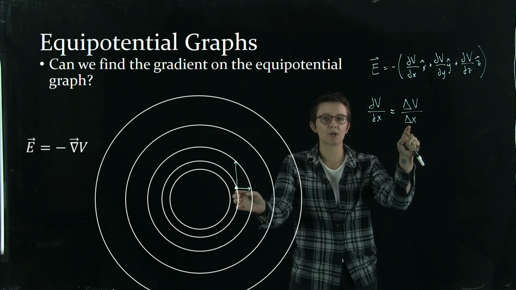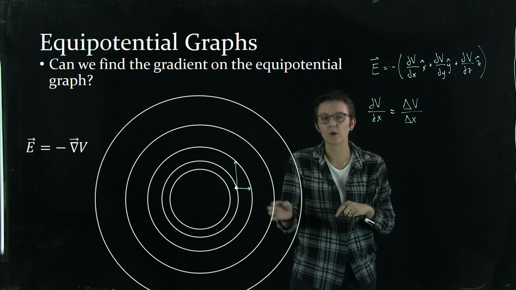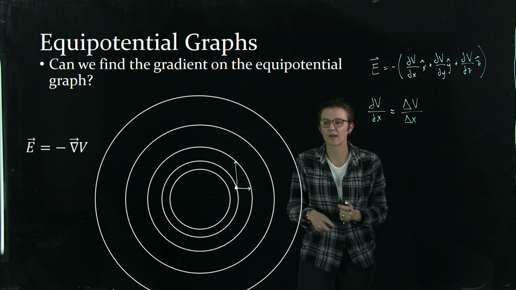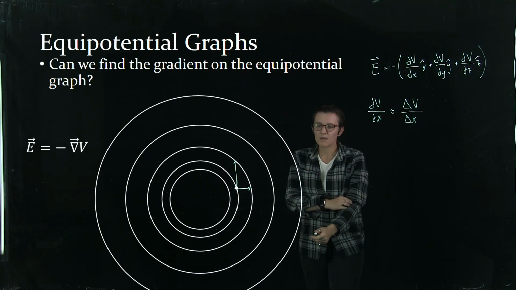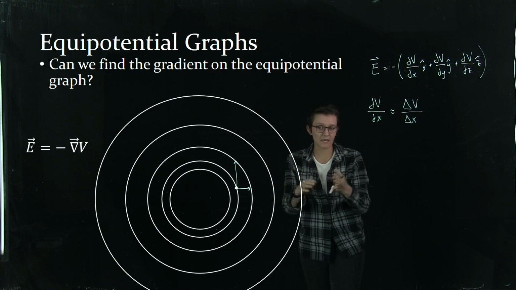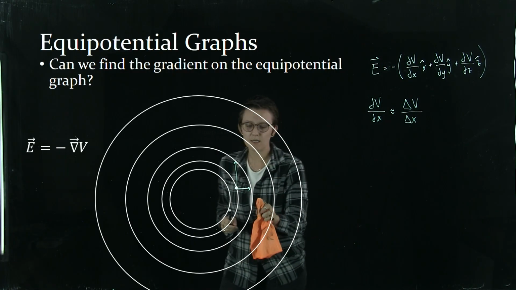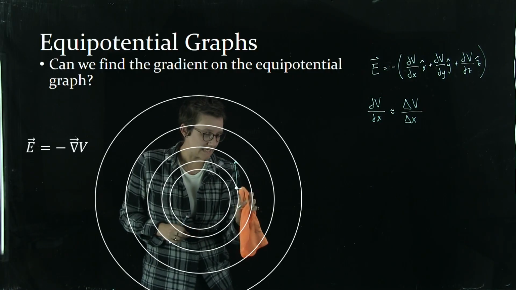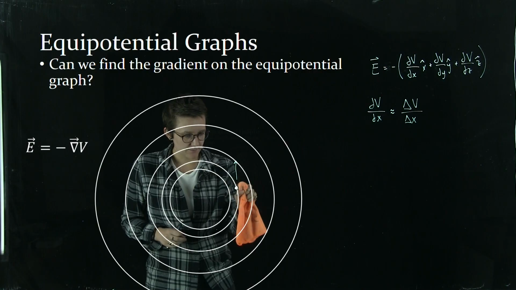A smaller denominator means a bigger overall value, so I would have a bigger component of my electric field in the x direction if I'm looking at this point in particular. So that's generally how the gradient can work, but we're really interested in the gradient in the steepest direction. And the steepest direction, I'm just going to erase my lines here.